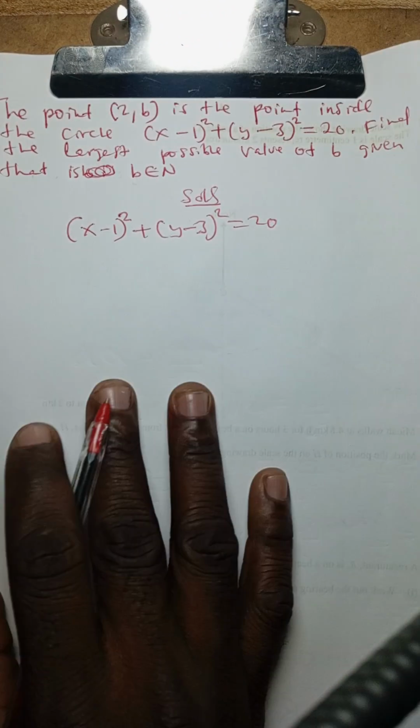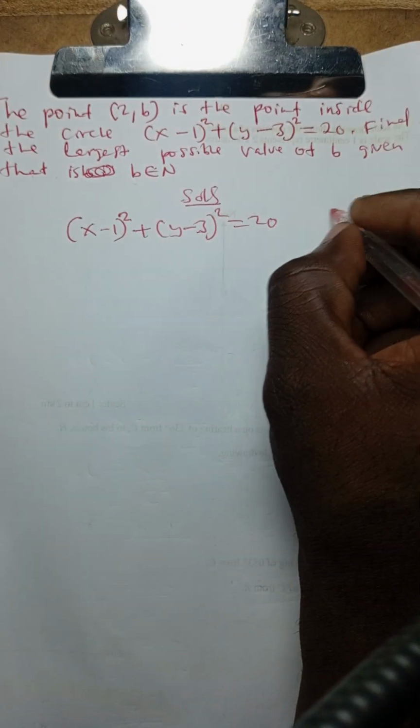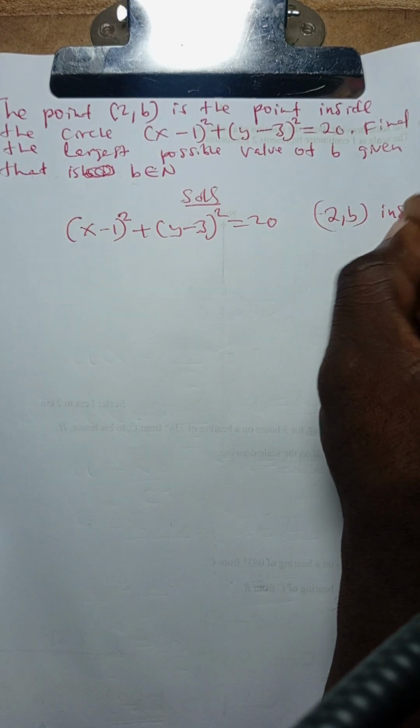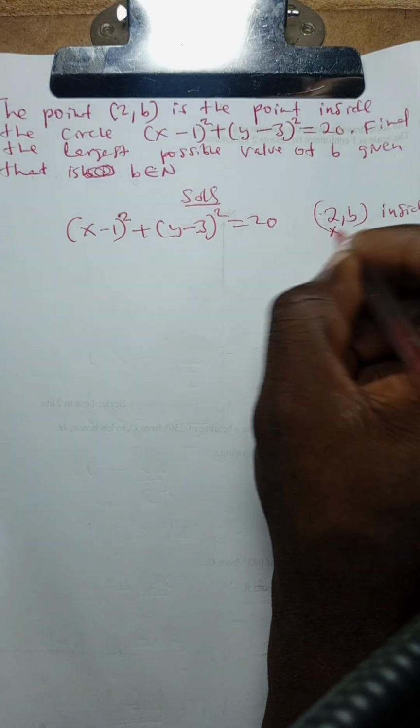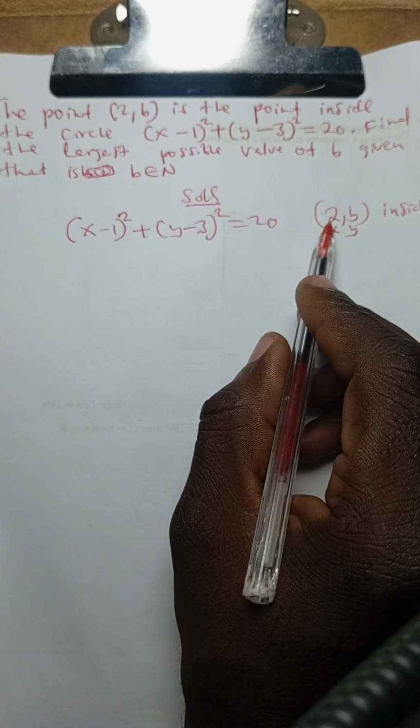So, first and foremost, the solution. We have this equation of the circle, (y − 3)² equal to 20. Since (2, b) is a point inside the circle, this one is the x component and this one is the y component. What we are going to do is replace where there's x with 2, and where there's y, replace it with b.